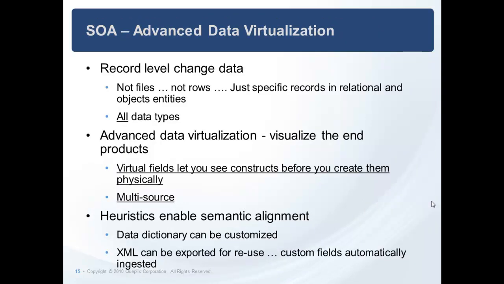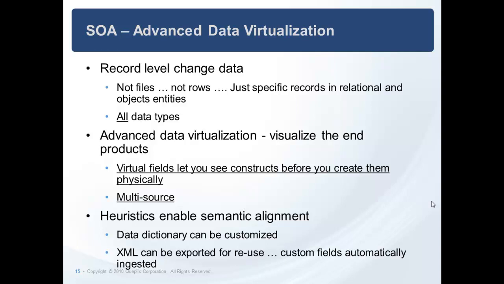Advanced data virtualization does a lot of things that you can't do any other way. It is record level change data sensitive, not files, not rows, just specific records in a surgical strike from relational or object entities can be part of your enablement, and it's across all data types. It lets you visualize the end product.